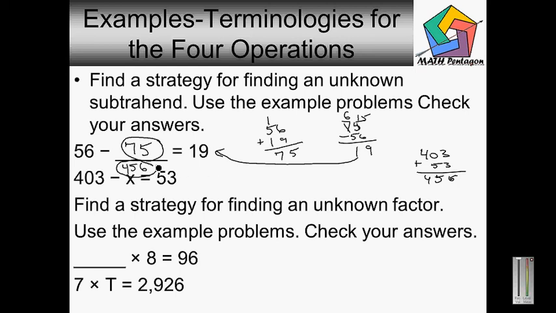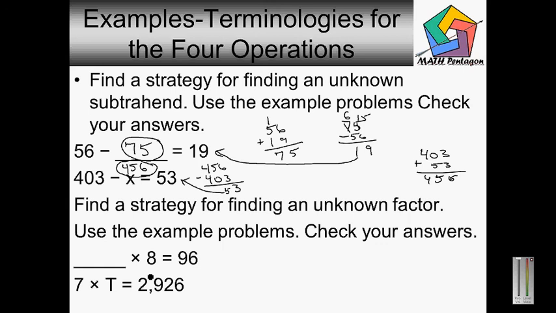But we could check it out to make sure. 456 minus 403. 6 minus 3 is 3. 5 minus 0 is 5. And 4 minus 4 is 0. So as you can see, it checks out 53. So our answer is definitely 456 for the missing piece. Okay, let's go to our next. Find a strategy for finding an unknown factor. Use the example problems. Check your answers.